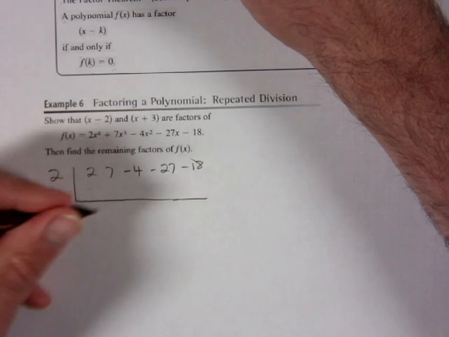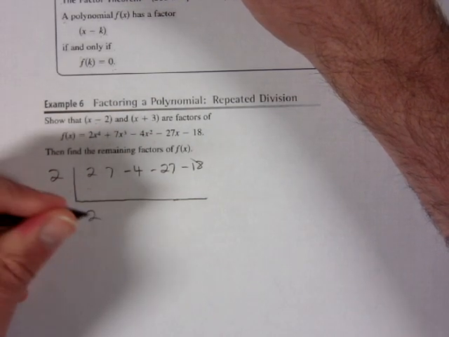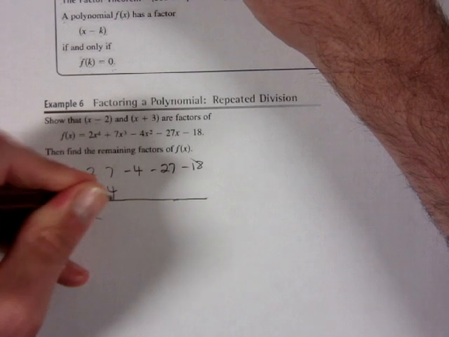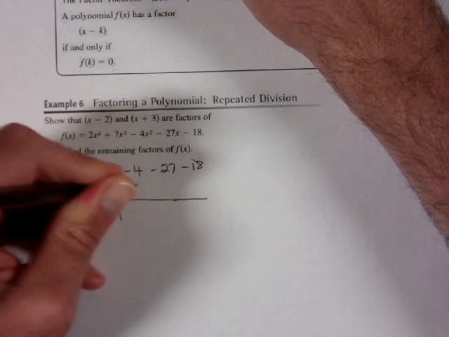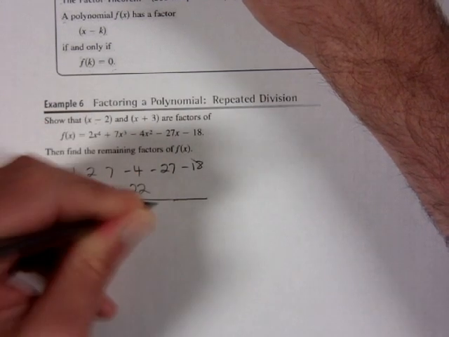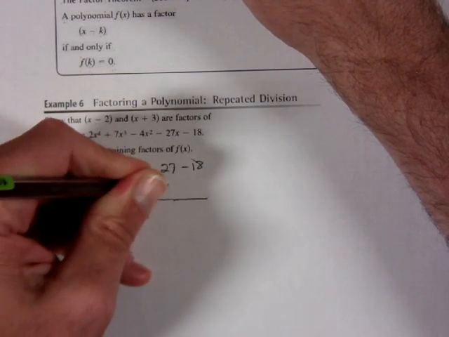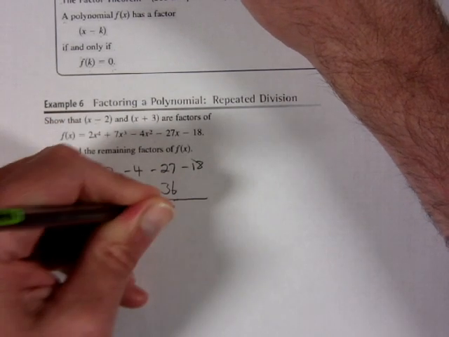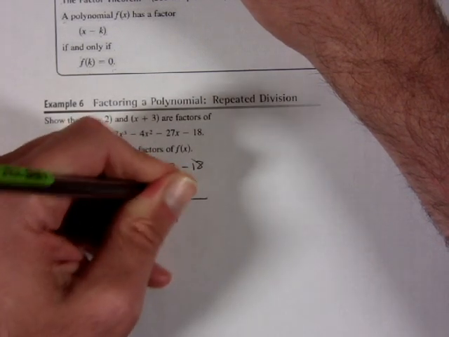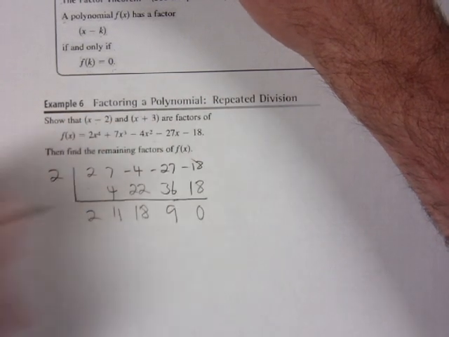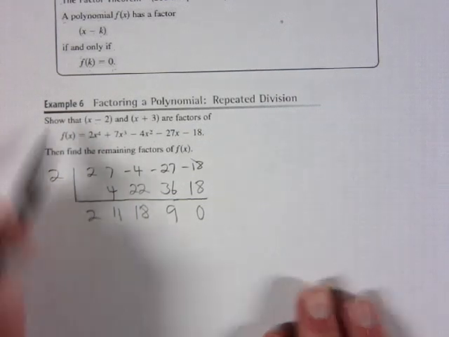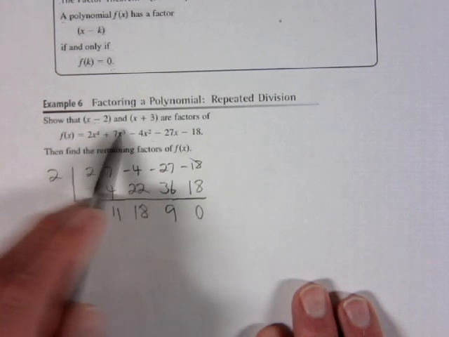So I'm going to drop my 2. 2 times 2 is 4, plus 7 is 11. 11 times 2 is 22. Minus 4 is 18. Times 2 is 36. Minus 27 is 9. Times 2 is 18. Minus 18 is 0. So now we have shown that this is a factor.